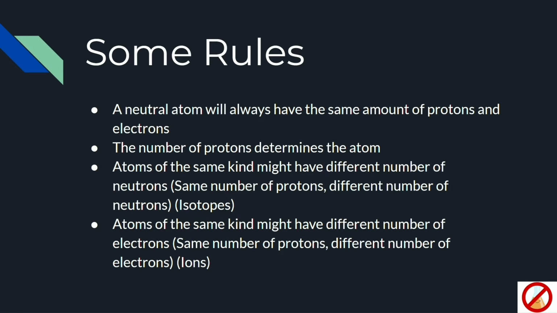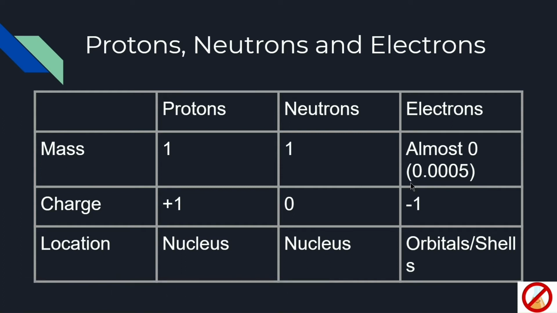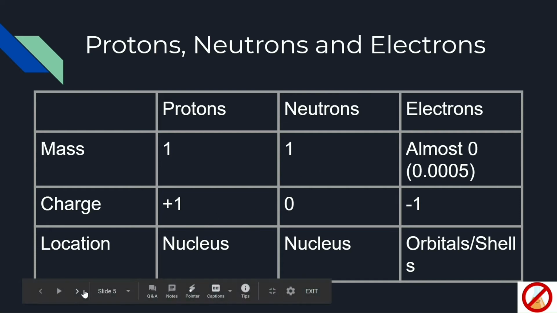A neutral atom will always have the same amount of protons and electrons. This makes sense because if we look back at the table, we see protons have a charge of +1, whereas electrons have a charge of -1. So if we want to have a neutral charge, which is 0, we have to have the same amount of protons and electrons where the charges cancel out. So +1 minus 1 equals 0.